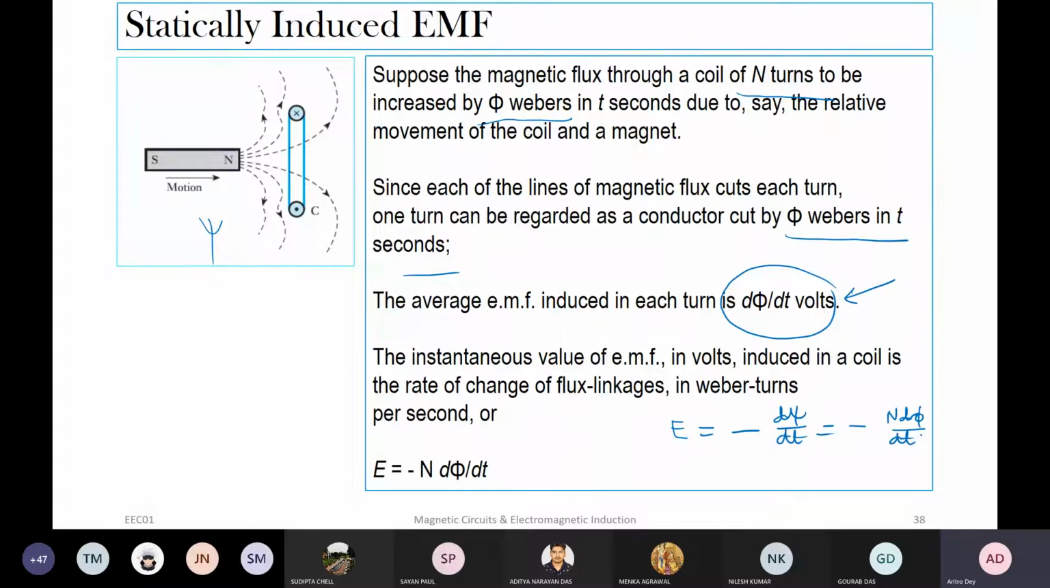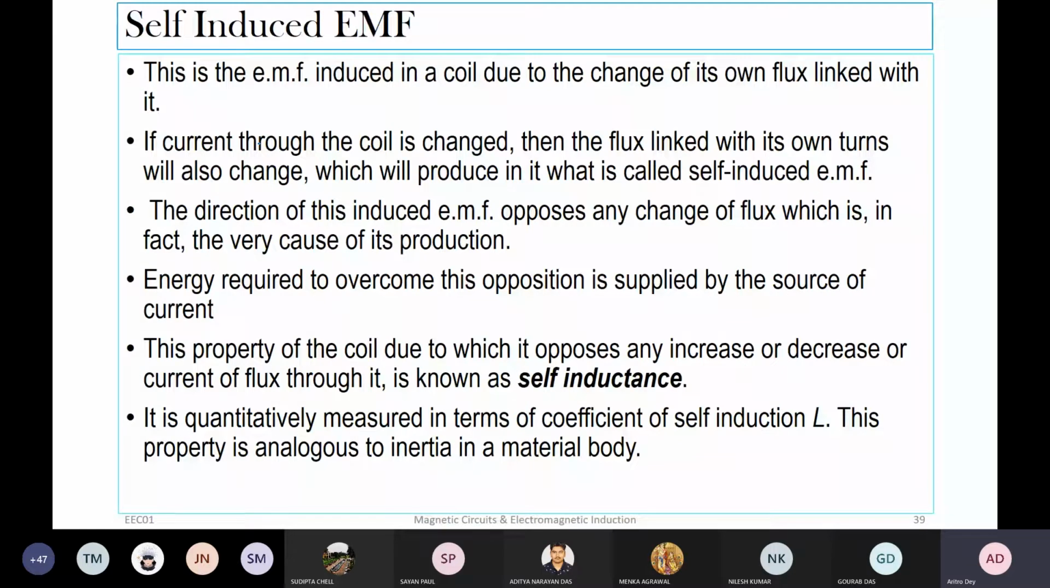So here we are doing this with the help of a permanent magnet. The same thing you can do with the help of an electromagnet or current through it. If it is a magnetic material, and if you pass a current through it, and if you vary the magnitude of the current, then of course your flux will be varying, keeping this thing without motion. If you keep it at a static position and just vary the current through the resistor, then it is a statically induced EMF. So this is the EMF induced in a coil due to change of its own flux linked with it.